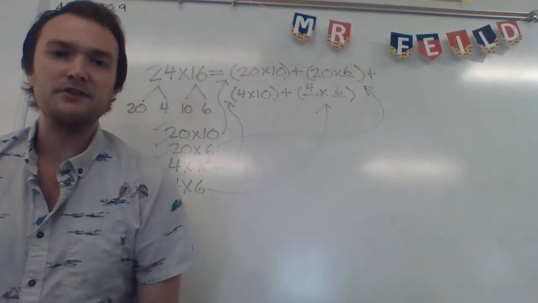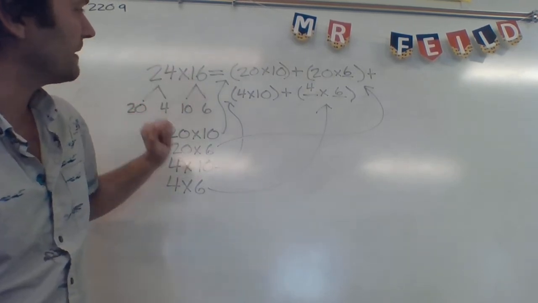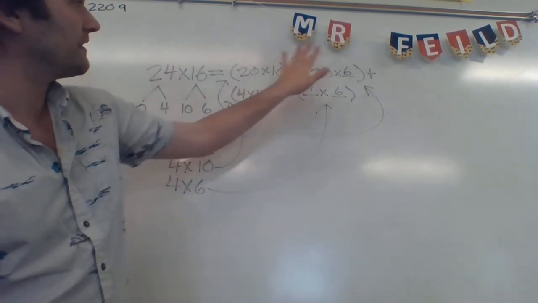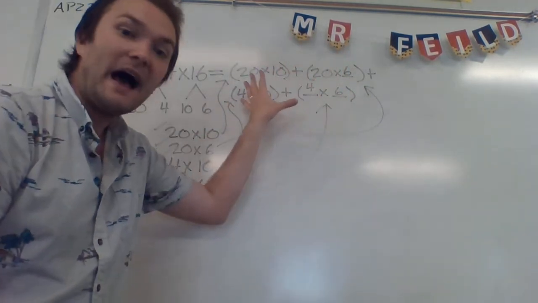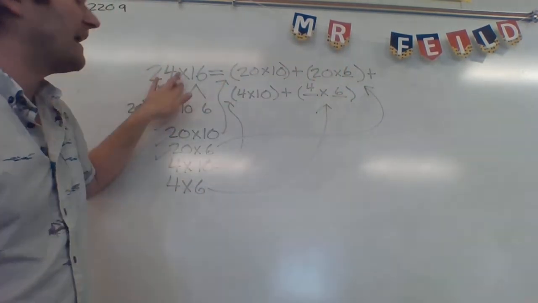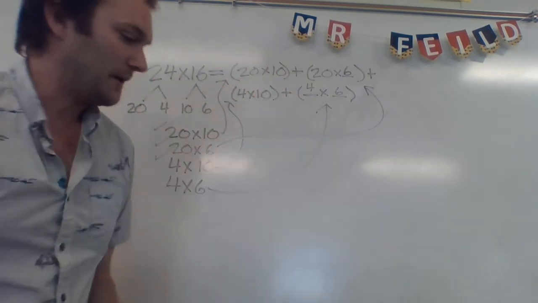And just the way that I showed you with that previous problem, I could then go in, I could solve 24 times 16, and then 20 times 10, 20 times 6, 4 times 10, 4 times 6, add all of those together, and this side of the equation would be the same or equivalent to this side of the equation.